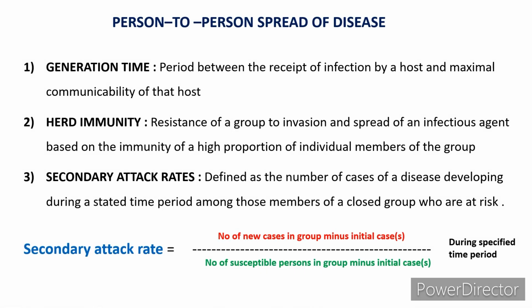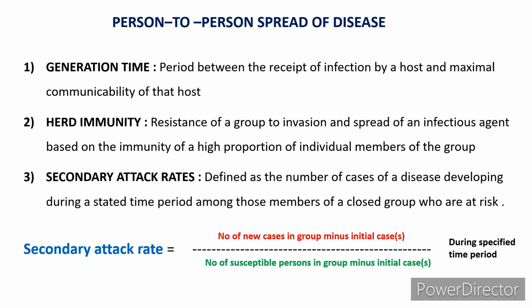Person to person spread of disease. So basically there are 3 important concepts in person to person spread of disease. One is generation time. It is nothing but the period between the receipt of infection by a host and maximal communicability of that host. And coming to herd immunity, the second important concept: resistance of a group to invasion and spread of an infectious agent based on the immunity of a high proportion of individual members of the group.